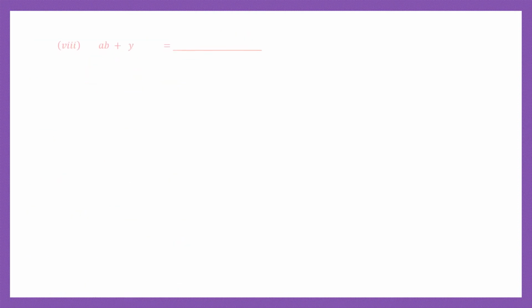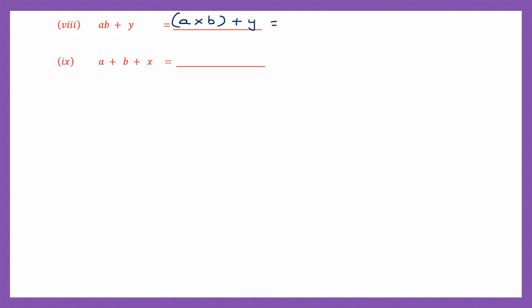We'll carry on. Now here the 8th one is AB plus y. What is the meaning of AB? AB means A into B. First we need to find that, plus y. So what is the value of A? A is 2 and B is 8. So 2 into 8 plus y is 6. Y is 6. The question it's given to us. So 2 8's are 16 plus 6. 16 plus 6 is 22.